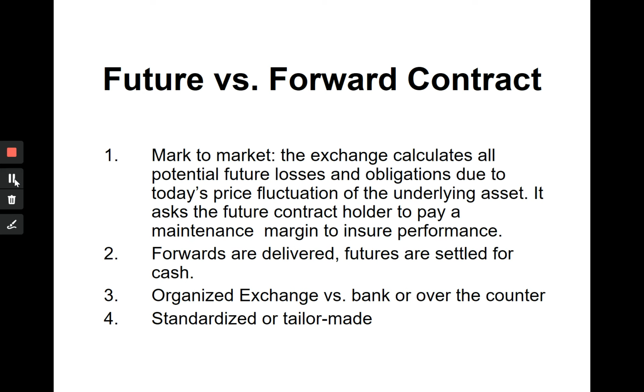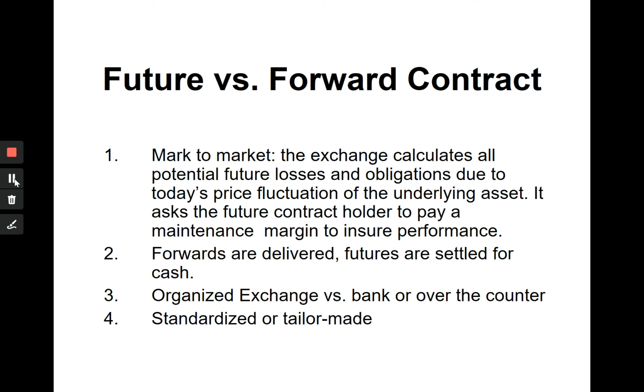Forward contracts don't have these extra payments in the middle. At the end, you deliver and you perform on the forward. So that's another reason for using forward contracts if you are hedging transaction risk. The exchange calculates all potential future losses and obligations due to today's price fluctuation of the underlying asset.